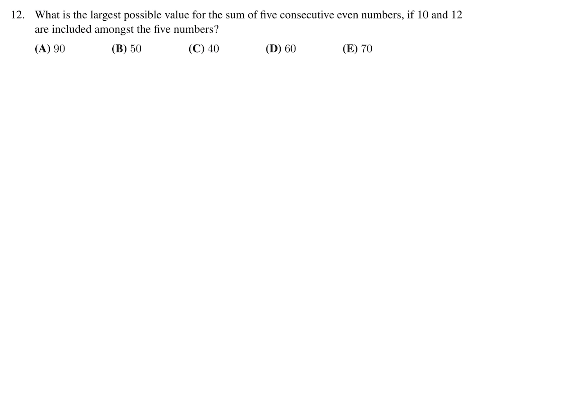What is the largest possible value for the sum of 5 consecutive even numbers if 10 and 12 are included amongst the 5 numbers? So we've got 10 and 12, and we've got 3 more. Now I want the largest possible sum, so I'll choose the largest possible consecutive even numbers. So I'll go on this side instead of going that way. That would be 14, 16, and 18.